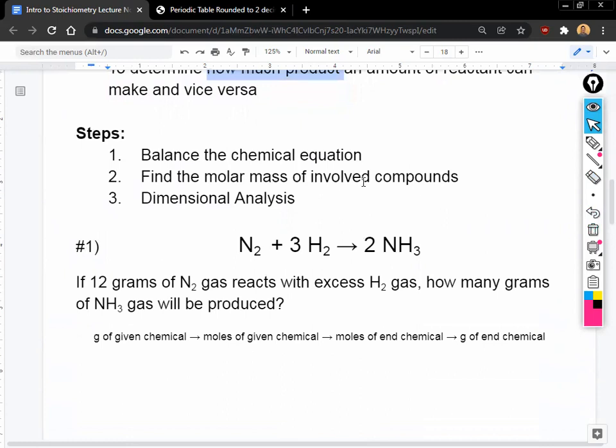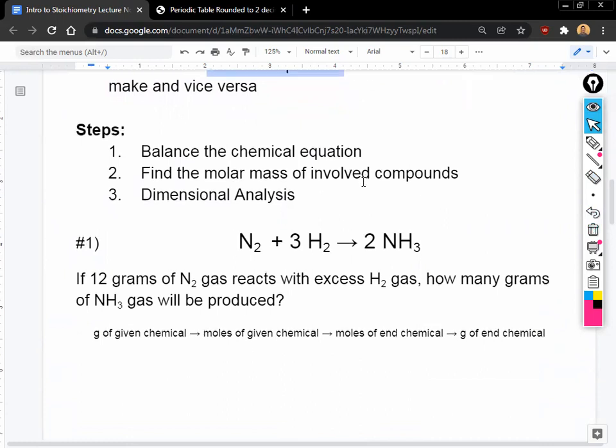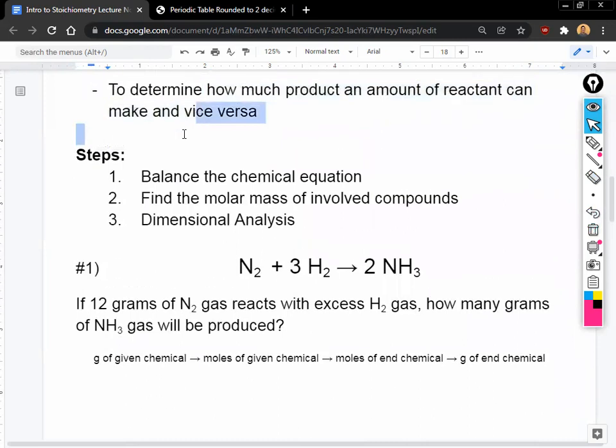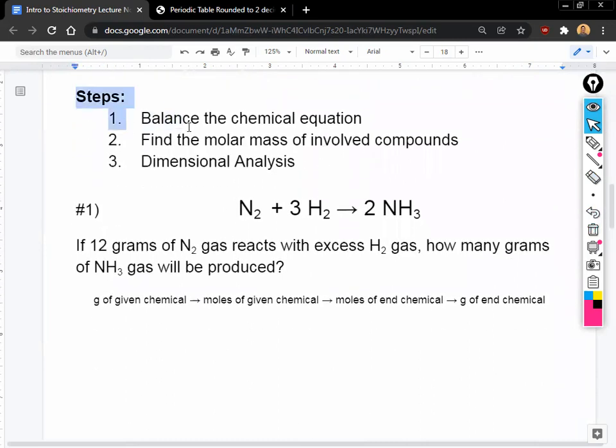Okay, and I'm going to show you a problem because I think that's the easiest way to understand it. But I need you guys to write down these steps right here. When you're doing stoichiometry problems, which we will be for the rest of the year now, you have to follow these 3 steps.